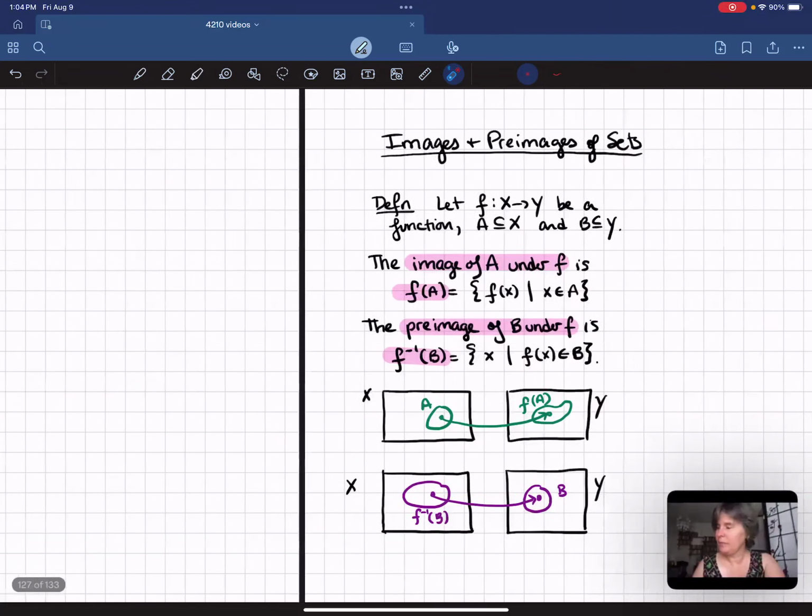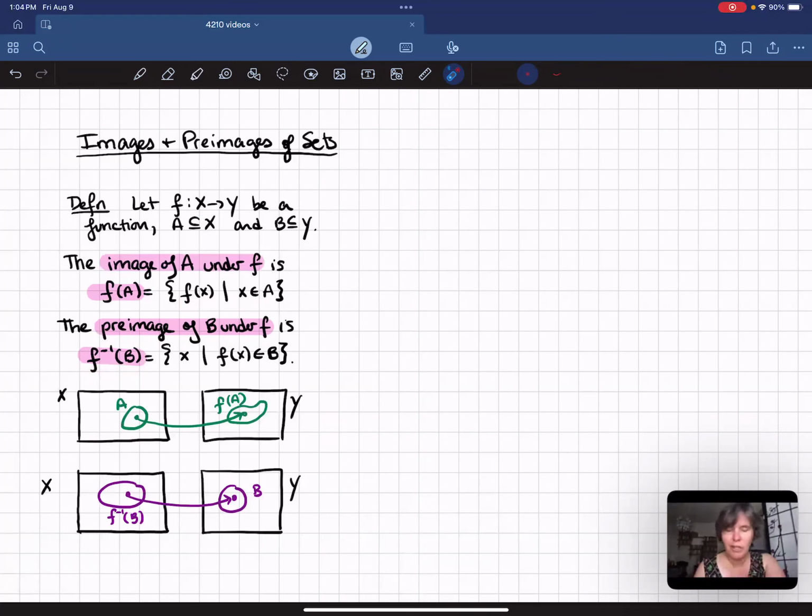Okay? Just to make sure we're all oriented the right way. A starts out being a subset of your domain, and then f of A is all of the outputs that you get. If you start with points in A, what are the possible outputs that you get? So f of A is in your codomain. B starts out in your codomain, and then the pre-image of B is all of the things that, if you were to start with them, they would end up landing in B. So the pre-image of a set in your codomain is a subset of your domain.